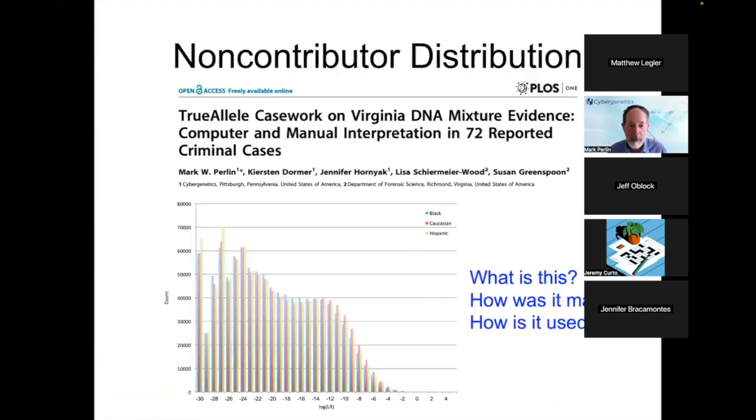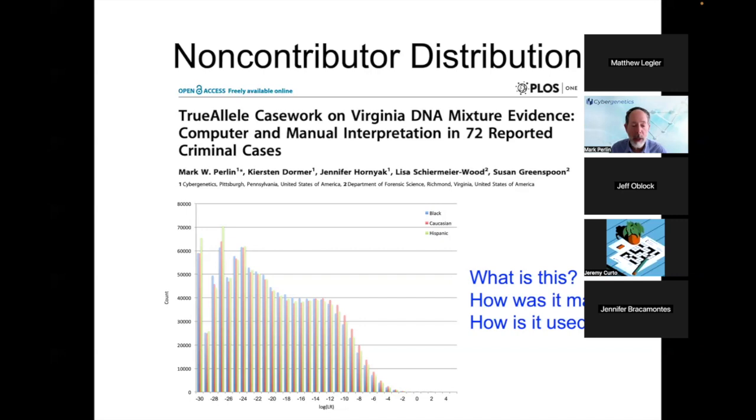Next slide, please. I wanted to start with something familiar. In your validation studies, you see non-contributor distributions, the distribution for a laboratory of non-contributors, which gives you a sense of the specificity of your lab. This is taken from a validation study published over 10 years ago with Virginia. And this is a picture of a non-contributor distribution.